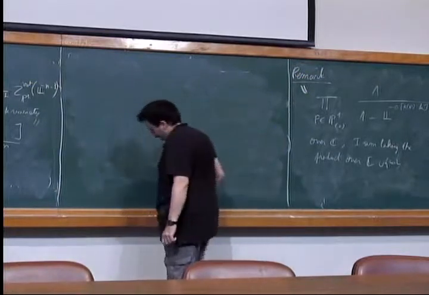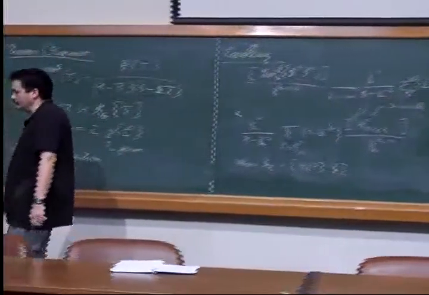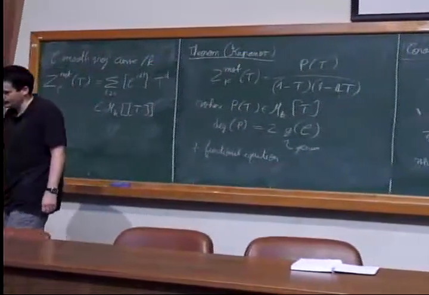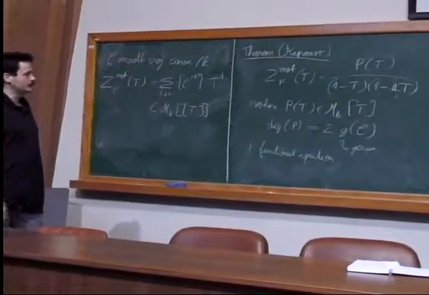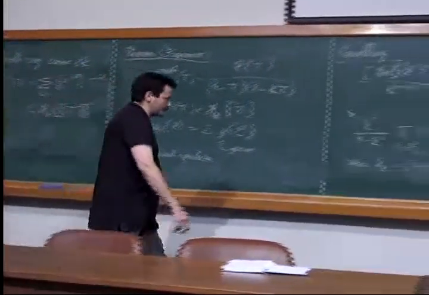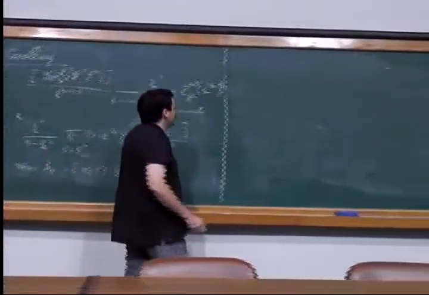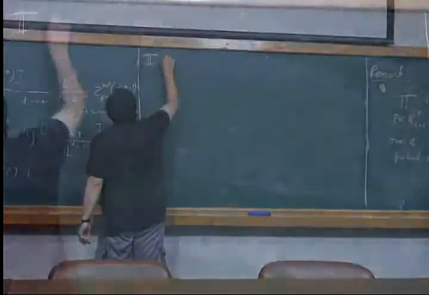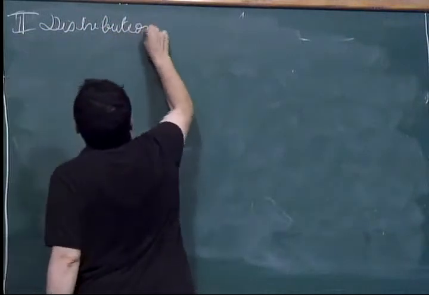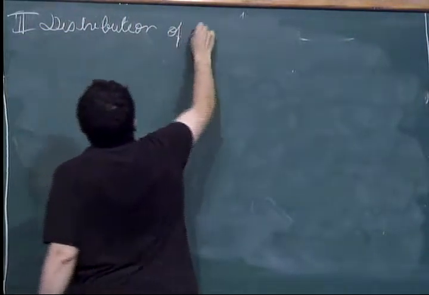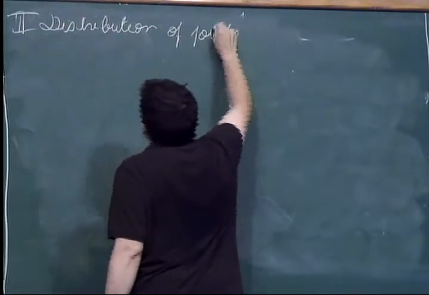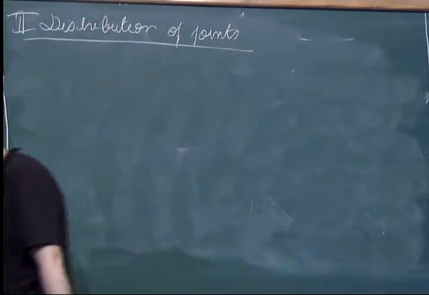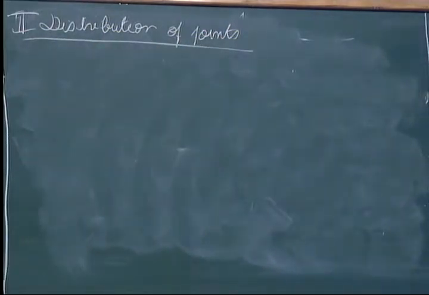So this concludes more or less the first description of the result for the projective space. So what I want to go into now is the question of distribution of points. So what do I mean? What do I mean by that?